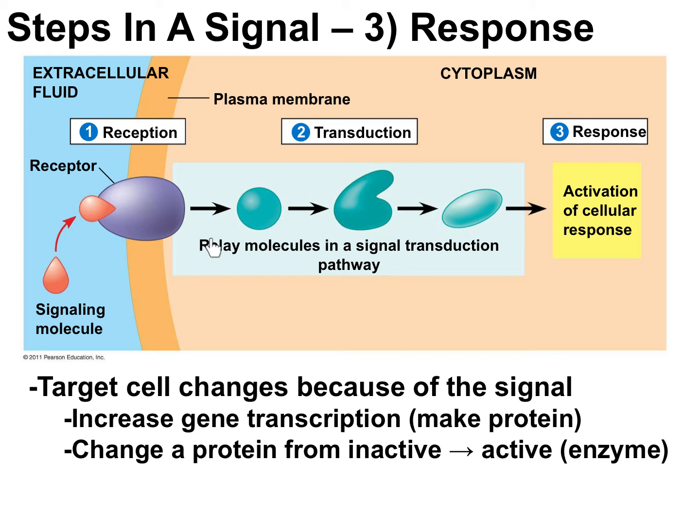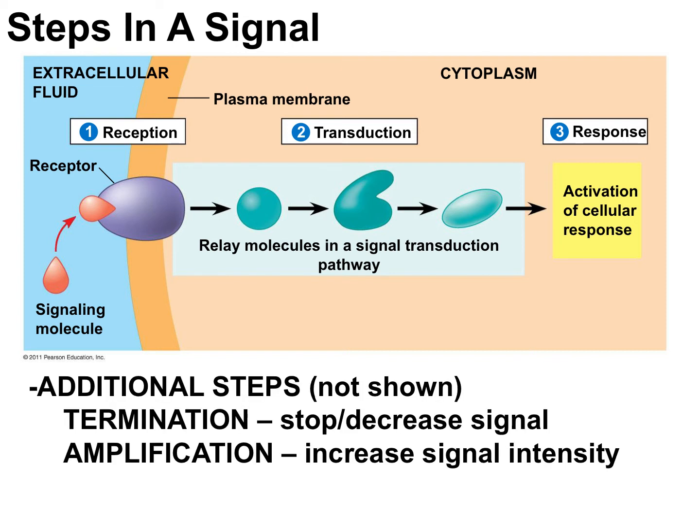After the signal is passed down the chain of relay molecules in transduction, the target cell will change in some way, and this change is called the response, and can range from a change in gene expression to a change in a chemical reaction, and even other things. Now, besides the 3 steps we just saw, signaling pathways have to have a way to shut down, and that's called termination. And most pathways have steps for amplification.